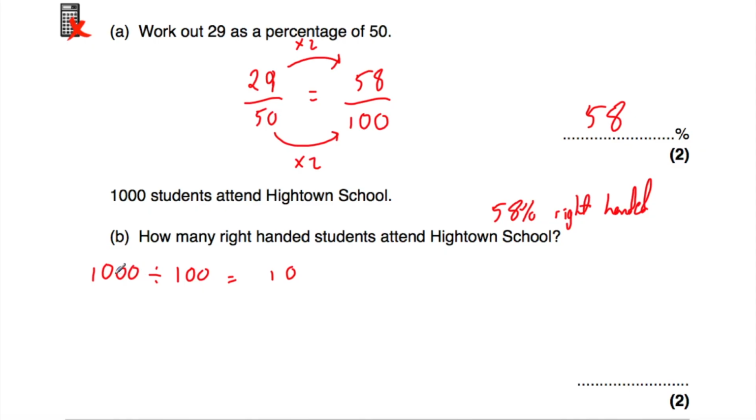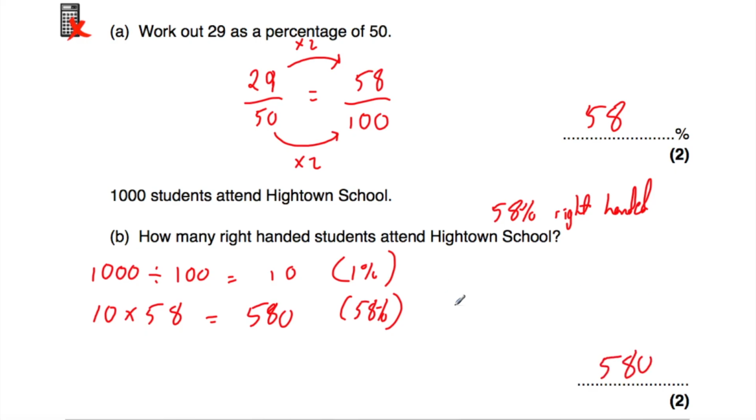Or another way to do it is, if you're doing 1,000 divided by 100, because there's lots of zeros on the end of this number, when we're dividing by 100, we can just take off 2 zeros. So that would be 10. So that's 1%. And then if we wanted to find 58%, you times by 58. So we take the 10 and multiply that by 58, and 10 times 58 would be 580. So that means that 580 students are right-handed. So the answer is 580, and that's it. So that's one way to do it, to work out 58% of 1,000.